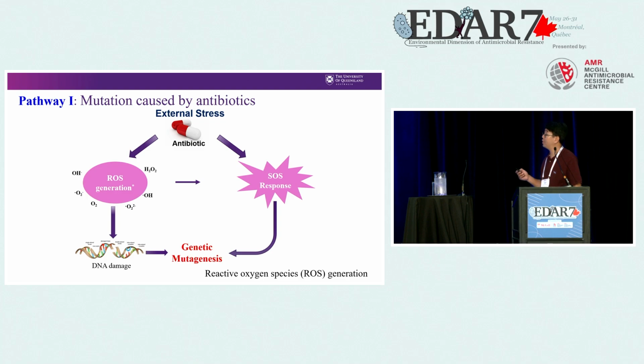First pathway we call mutation. If we have a sensitive bacteria like E. coli, for example, and we expose it to antibiotics, the antibiotic is actually a selective stress pressure. It can trigger mutation, or it can trigger the SOS response. Also, it can trigger ROS overgeneration. After that, they cause DNA damage, so some genetic mutation will happen. The bacteria can respect this mutation. As a consequence, sensitive bacteria will become antibiotic-resistant bacteria. So this is mutation.